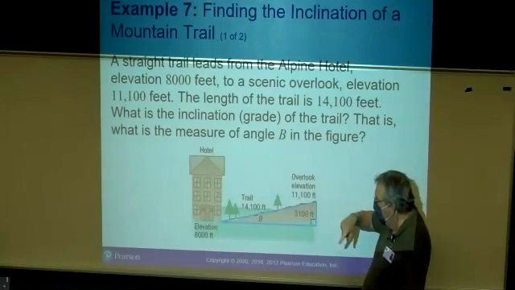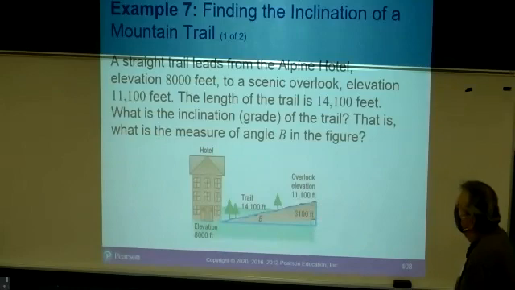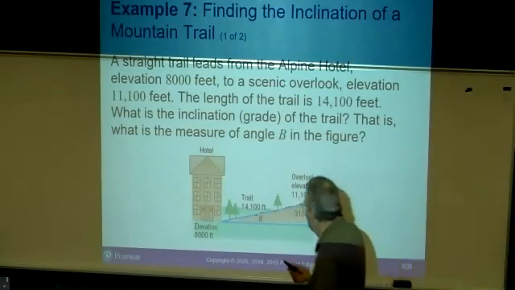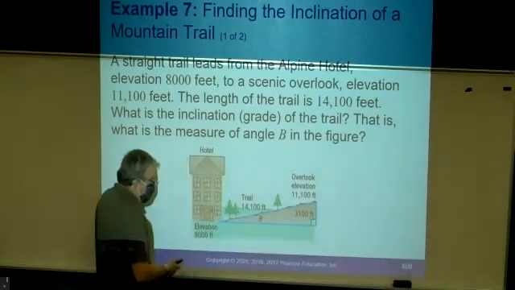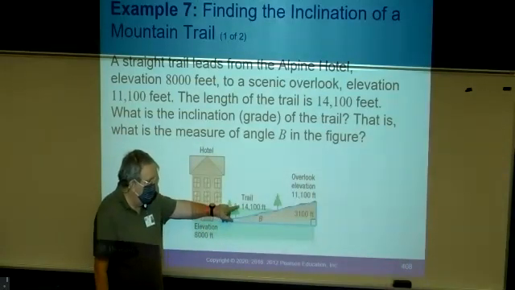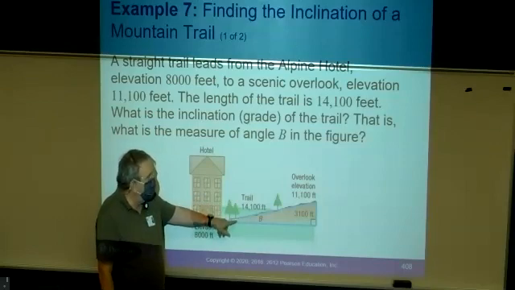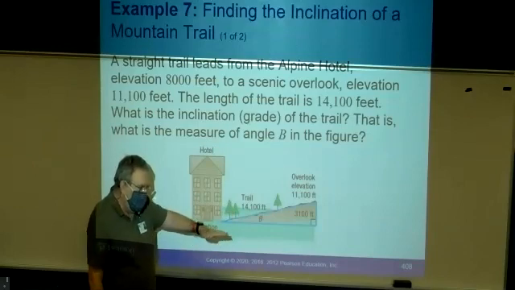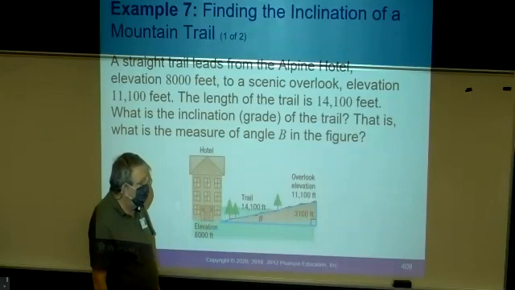And the trail, I guess the trail is pretty much straight. I've never come across a trail that is perfectly straight. But anyway, they're saying it's 14,100 feet. So they want to know the grade. In other words, what's this angle? When they talk about a road at a 3% grade, that means from the horizontal, it's tilted upwards at 3%.